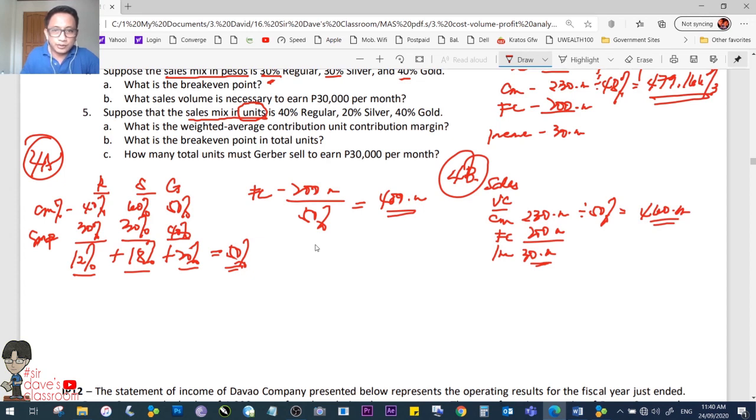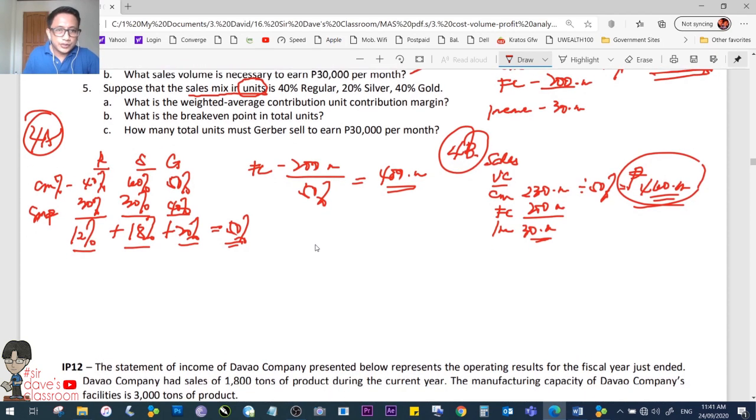What sales volume is necessary to earn? So, peso sales ang tinatanong. 460,000. We go to number 5. Suppose that the sales mix in units is 40%, 20%, 40%. A.